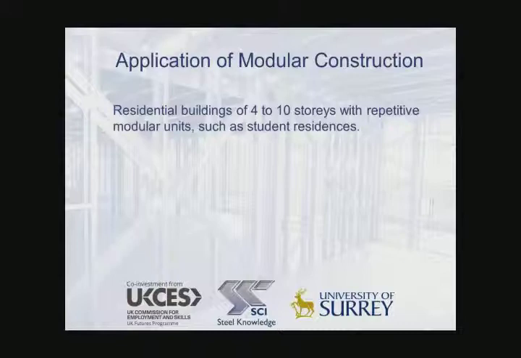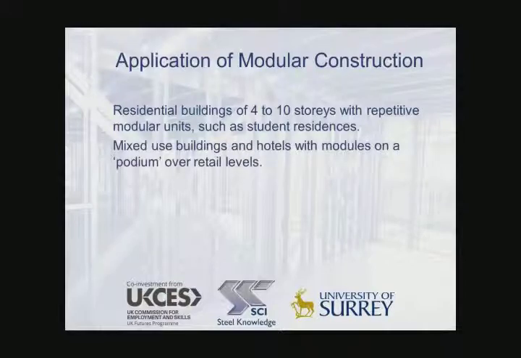The main application of modular construction is in residential buildings of 4 to 10 stories, with the repetitive use of modular units that occurs in buildings such as student residences and in hotels. Mixed-use buildings and hotels increasingly use a podium level which supports the modules above, and this allows open space to be created on the ground floor and first floor levels.